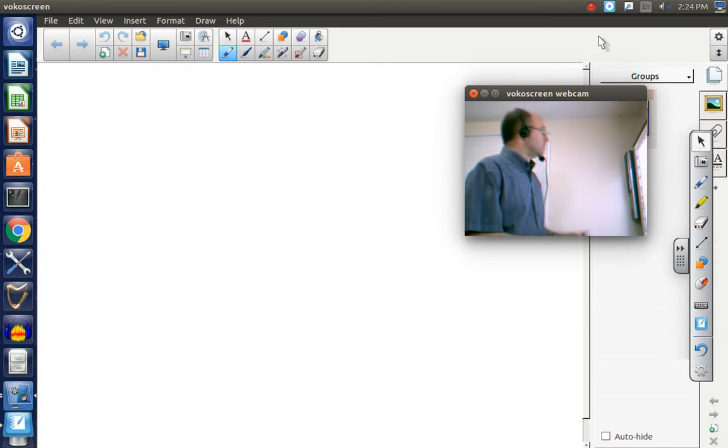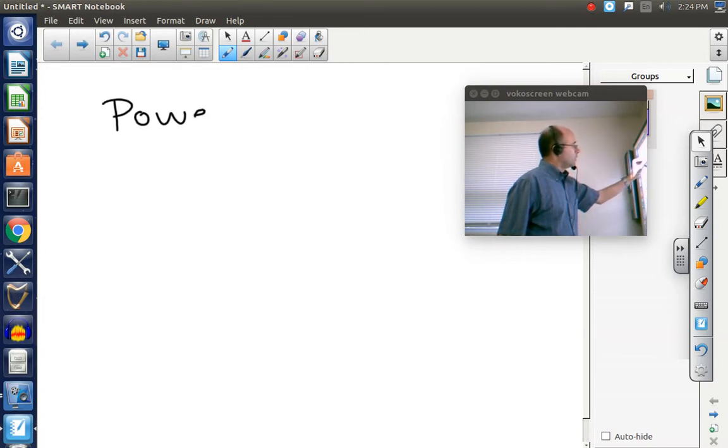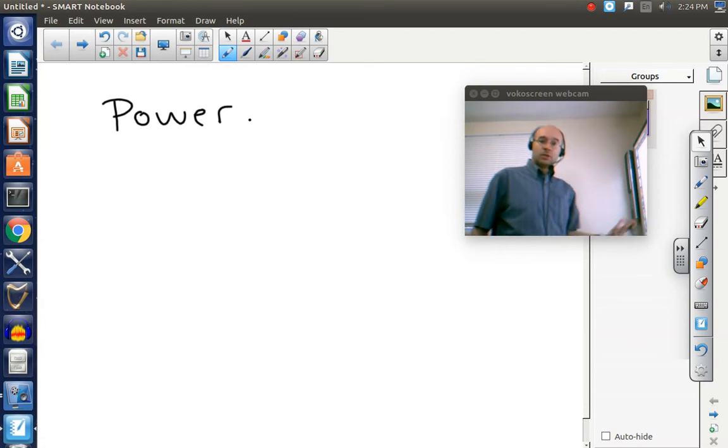So today, power. When we take energy that's stored in one form and convert it to energy in another form, the operation or the process in between is the work. We're going to convert energy from one form to another, and how quickly we do that is going to determine how much power is involved.